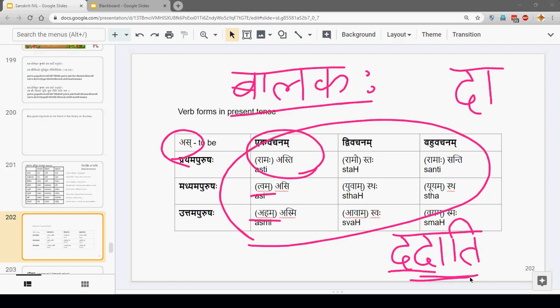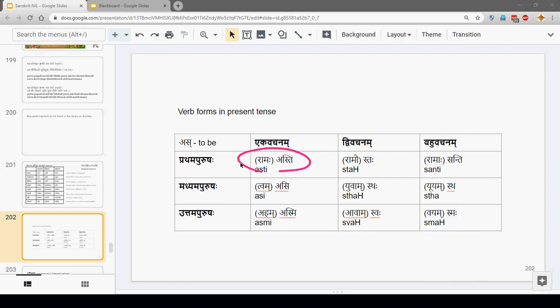So if you look at that, you will see that for the prathama purusha ekavachana, the form will be dadati. You pick that form and just use it in a sentence. So balakah dadati. If you are giving something, aham, then you have to use aham.